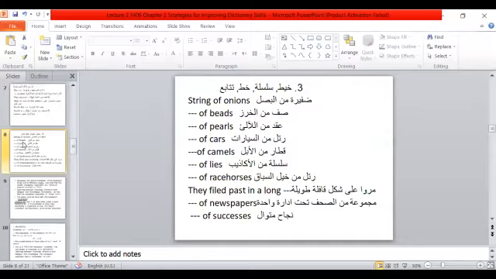Alright, the third meaning of string, اللي هي خيط أو سلسلة أو خط أو تتابع, اللي هو لقيناه في Oxford Advanced Learner's Dictionary as a series. Sense number 3. هنا string of onions يعني ضفيرة من البصل. He gives several collocations again of the word string. String of beads, صف من الخرز. Of pearls, عقد من اللآلئ. Of cars, رتل من السيارات. Of camels, قطار من الإبل. And string of successes, نجاح متوالي.